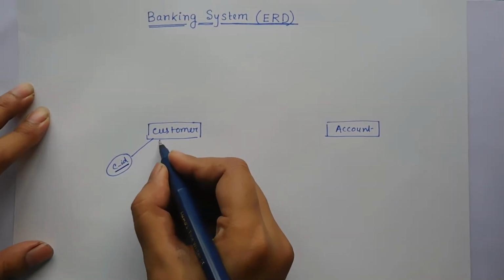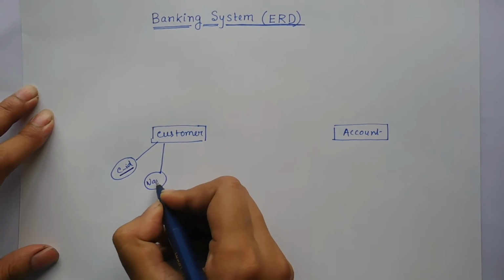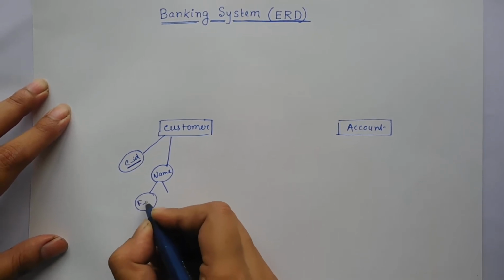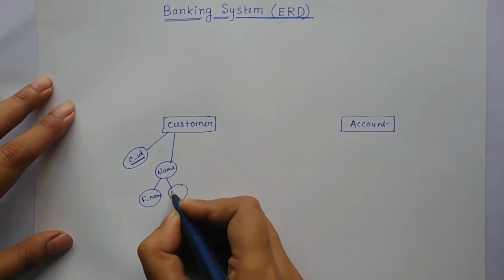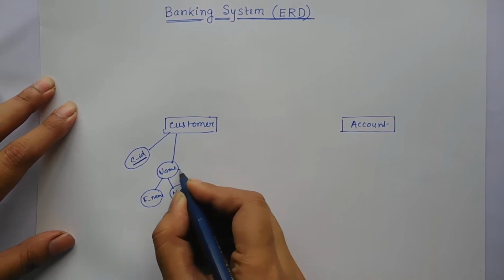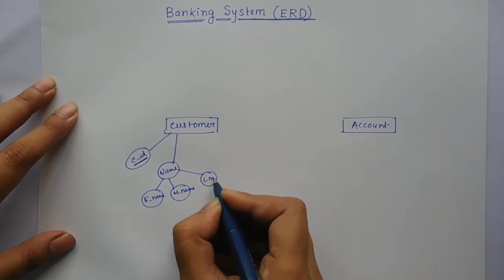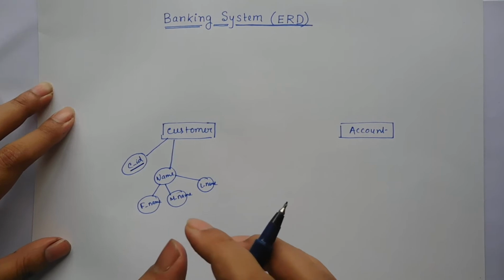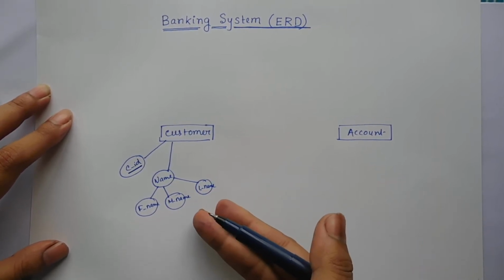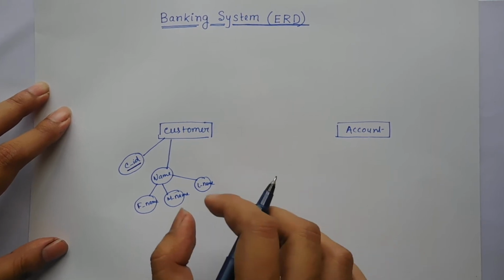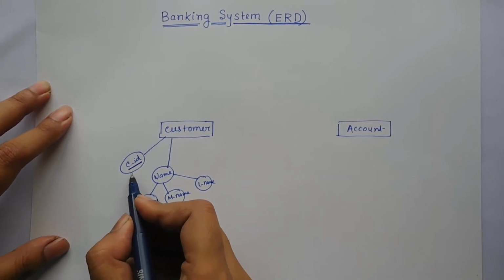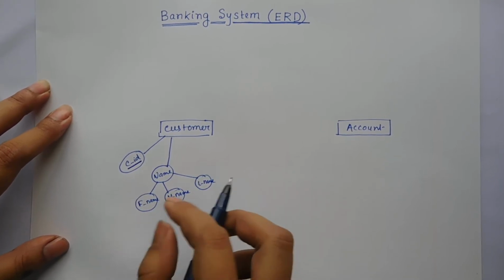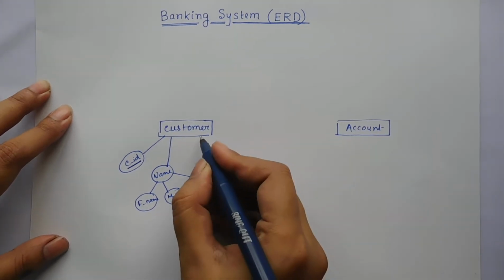Okay. Now the next attribute is customer name. Now name is further divided into first name, middle name, and last name. So name is a composite attribute. That means an attribute which is further divided into other attributes is called a composite attribute. And CID, this is a simple attribute. That means it is not further divided into any attribute.